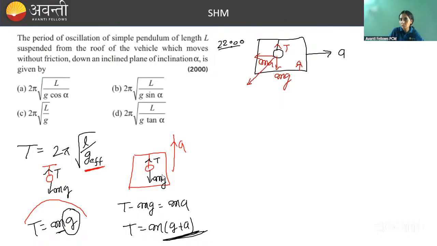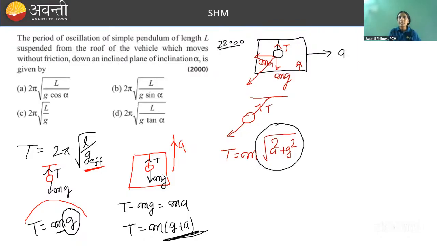Because of this resultant force of ma and mg, the string will get shifted like this, such that tension T will get equated with this force. So T equals m root under a square plus g square. So in this case, what is the g effective? g effective is this one. Okay, in our question, what is the case?